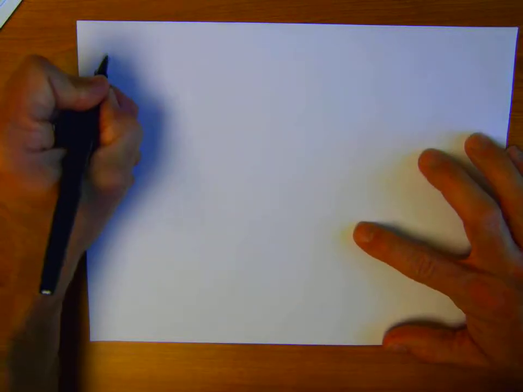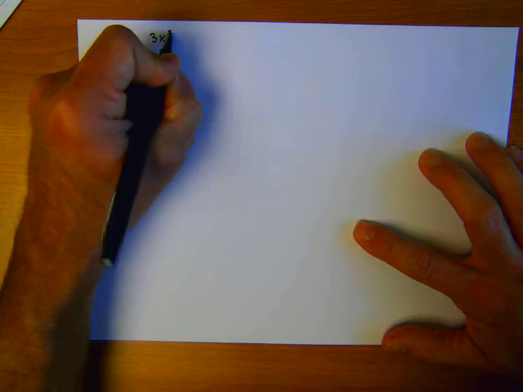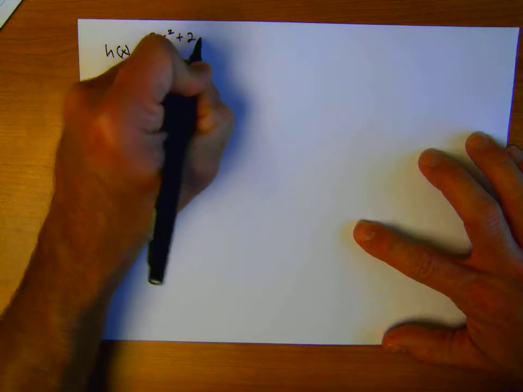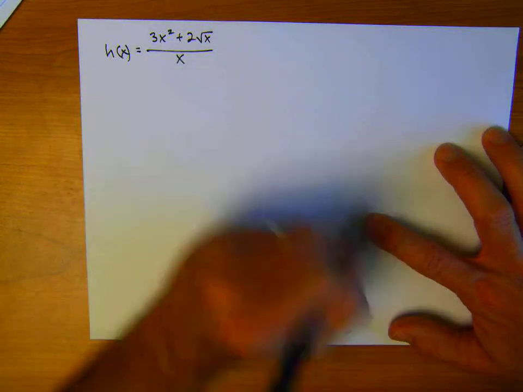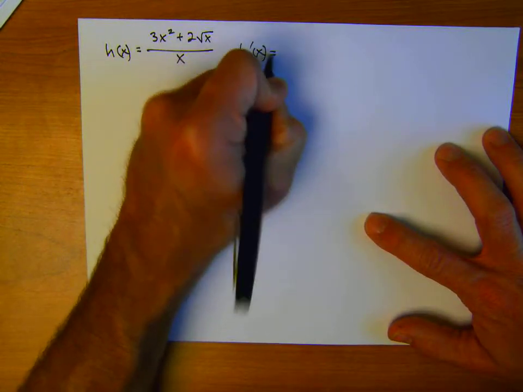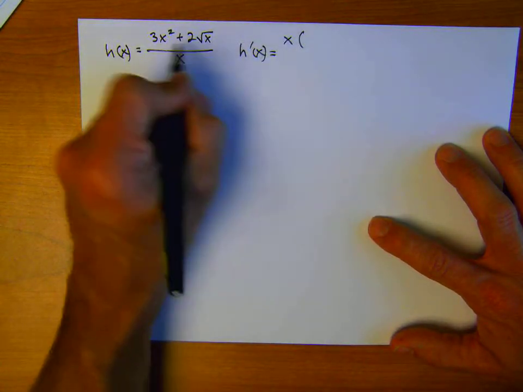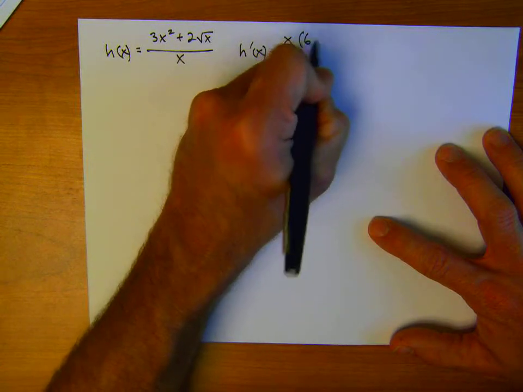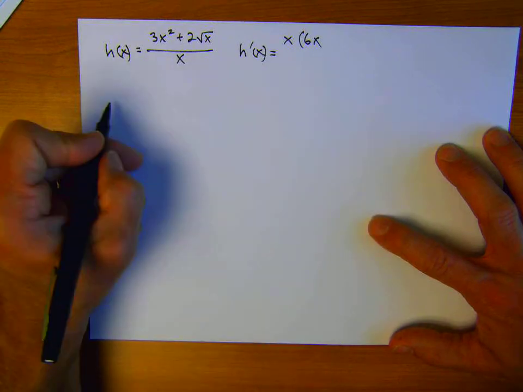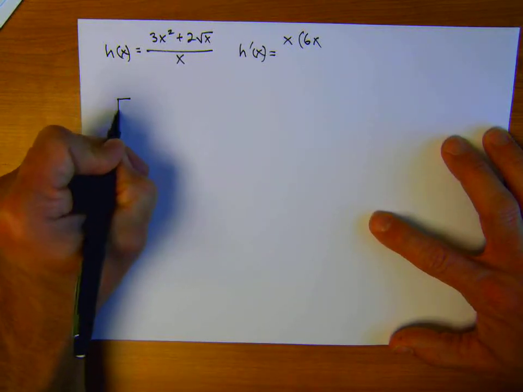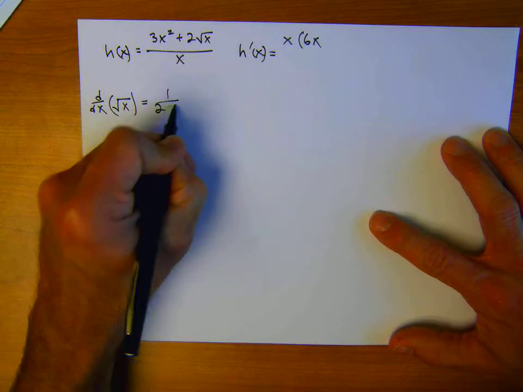Let's try something like h of x equals 3x squared plus 2 times the square root of x, over x. All right, so h prime, again, is the denominator times the derivative of the numerator. So this first piece is just going to be 6x. And then here we need to remember what the derivative of the square root of x is. If you recall, the derivative of the square root of x is 1 over 2 square root of x.